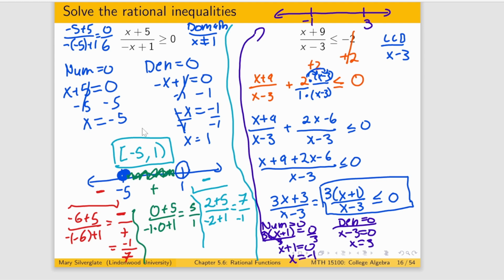I want to think through who's going to get an open circle and who's going to get a closed circle. So go ahead and pause your video and ask yourself who gets an open circle, who gets a closed circle.